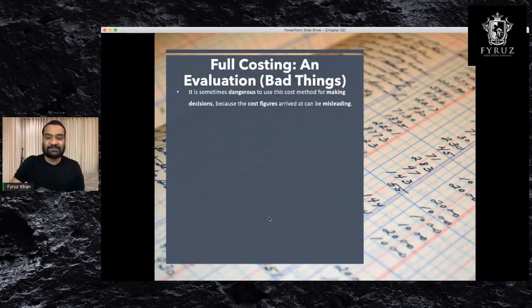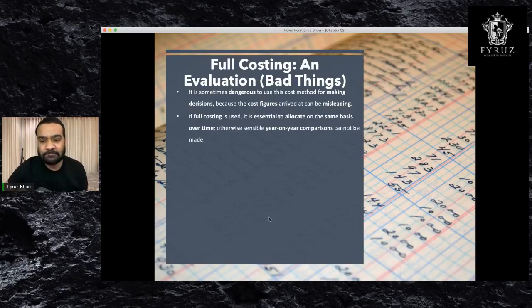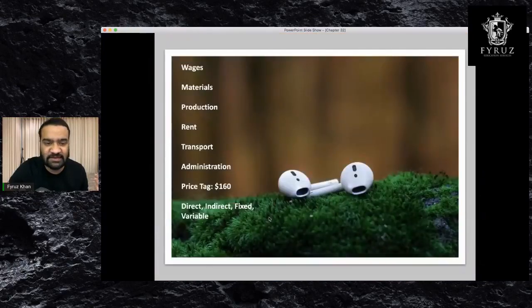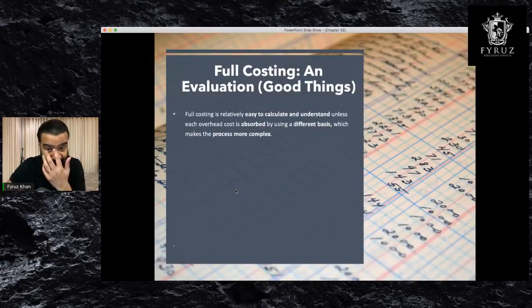However, the bad things are the costs can be misleading. Like, we've talked about electricity bills, how sometimes it's difficult to apportion some costs and put them into boxes. Now, if you apportion the cost according to, let's say, a certain method, a certain formula, on this basis, you need to follow that basis all the time. You cannot change the formula. If you're following a certain pattern, you need to follow that pattern always. So keep that in mind.